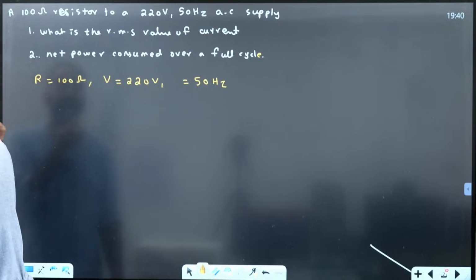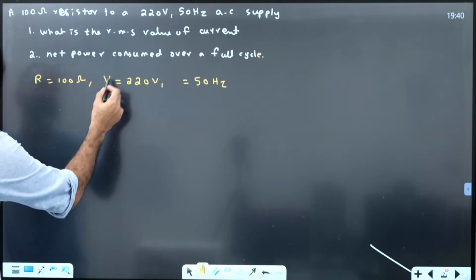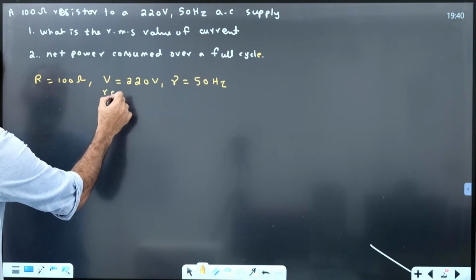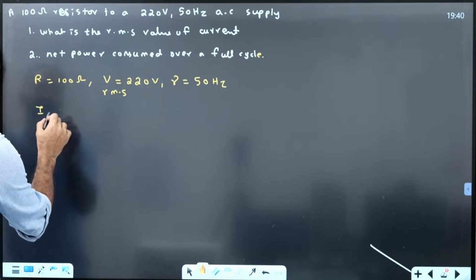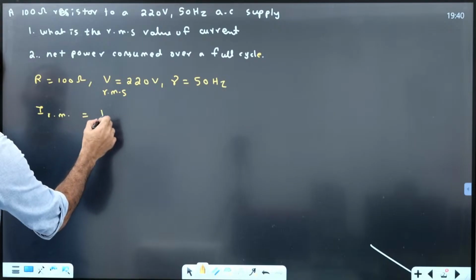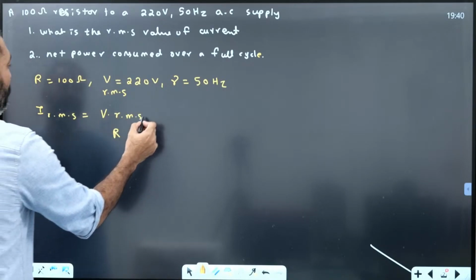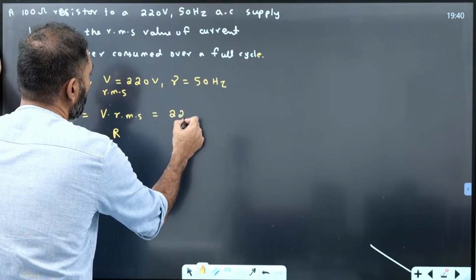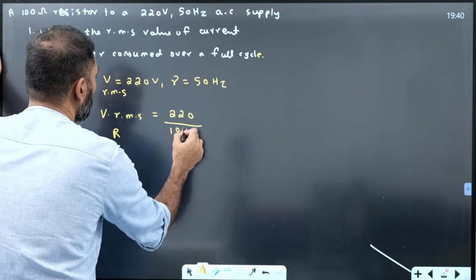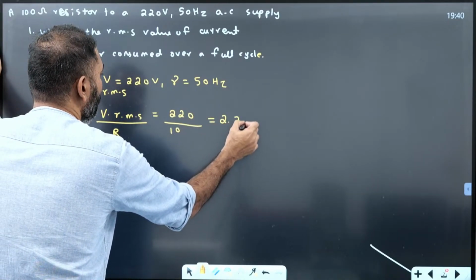Okay. What is the RMS value of current? So voltage means VRMS. So IRMS is equal to VRMS by resistance. So 220 divided by 100. So IRMS equal to 2.2 ampere.